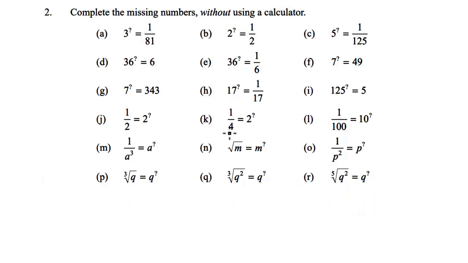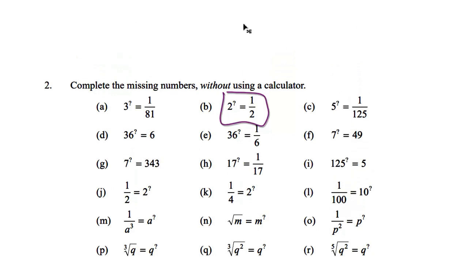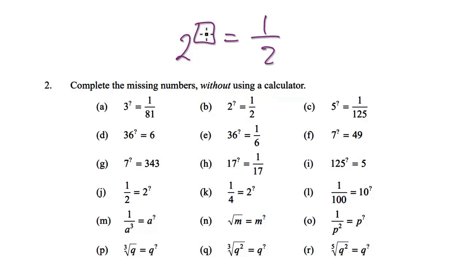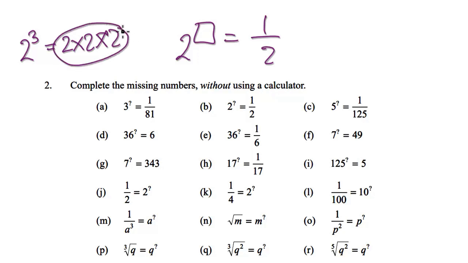Okay. Let's have a look at another one. Let's have a look at this one here. For this one, your job is to guess 2 to the power of what gives me 1 over 2. Well, let's try and put 3 in here. Let's guess 2 to the power of 3. 2 to the power of 3 means 2 times 2 times 2. This is going to be 8. It's not going to be this. So don't put 3 in here.